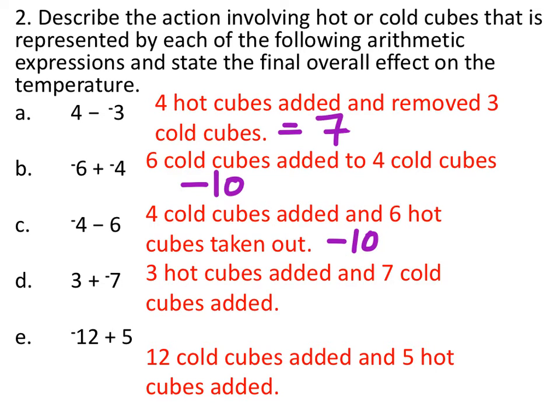Part D, we've got 3 hot cubes added, and then we're adding 7 cold cubes as well. This is going to result in 4 negative degrees. And then finally, 12 cold cubes added and 5 hot cubes added would give us a net result of negative 7. So that would have dropped the temperature by 7 degrees right there.